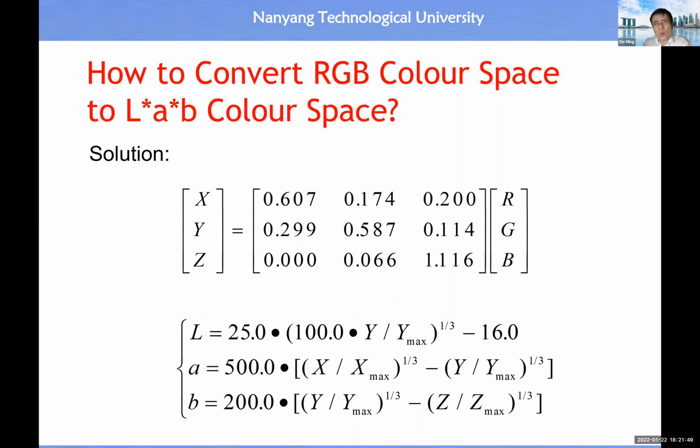Then how to convert RGB into LAB? These are the formulas for you to use. RGB times this constant matrix gives the 3 intermediate values X, Y, Z. Then you apply X, Y, Z to calculate LAB. Here, how to get the X max, Y max, Z max: you just supply the R max, G max, and B max to get the X max, Y max, and Z max. So these are the solutions for you.